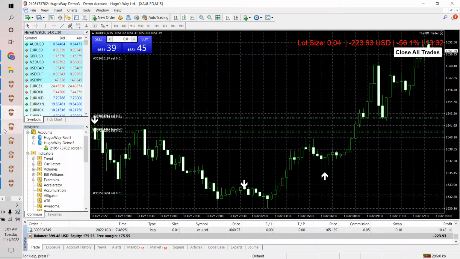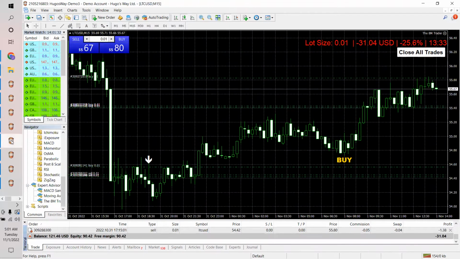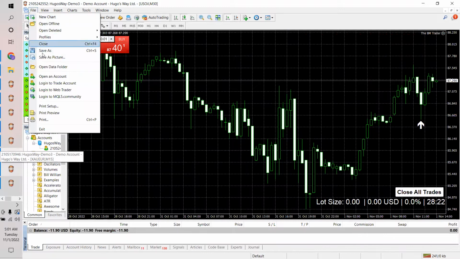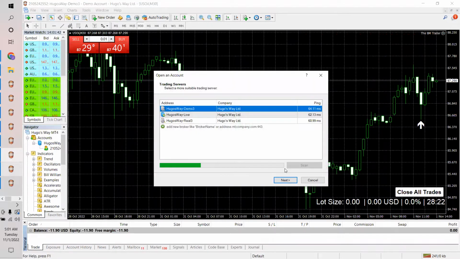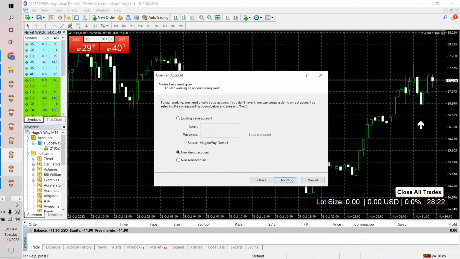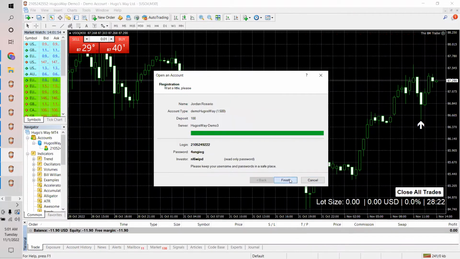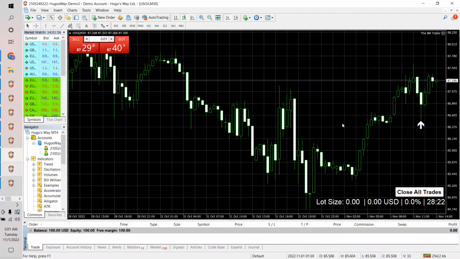We don't have anything for gold, nothing for platinum as of yet, nothing for LTC. Oil, we did blow that account, so I'm going to go ahead and create a new account. What I'll do is I'll go to File, open an account right here, choose the Hugo's Way Demo 3 server, and we are going to click on Next. New demo account, put that up at 100. I'll agree, click on Finish, and there we go.